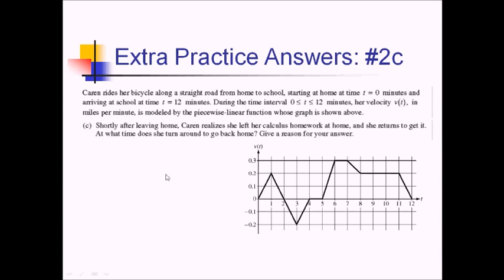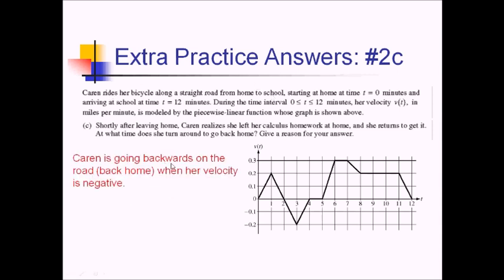Well, she's moving on a straight road to school, and while she is moving towards school, she has a positive velocity. But if she starts going backwards, she's going to have a negative velocity. So we can say that Karen's going backwards on the road back home when her velocity is negative. And where does velocity turn negative on this graph? Well, that only happens in one spot. We're turning from positive to negative at time 2. So that is the time when Karen is going back home and turning around.